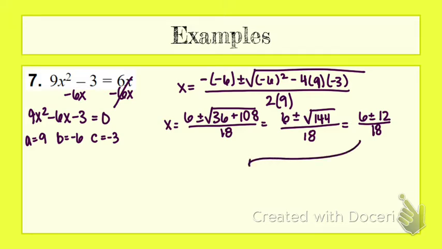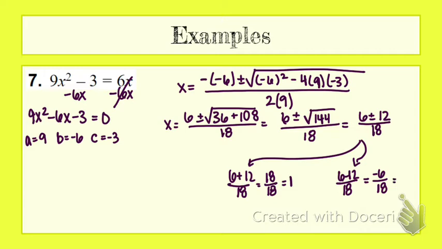We split it into two scenarios, 6 plus 12 over 18 and 6 minus 12 over 18. The first one is going to give us 18 divided by 18, and that equals 1. The second one is going to give us negative 6 divided by 18, which reduces to negative 1/3. So our solutions for x are 1 and negative 1/3.